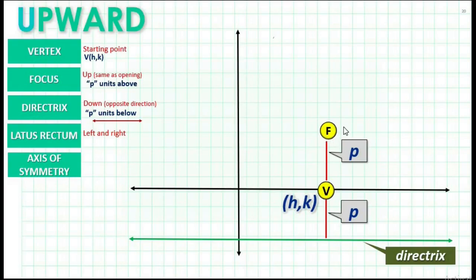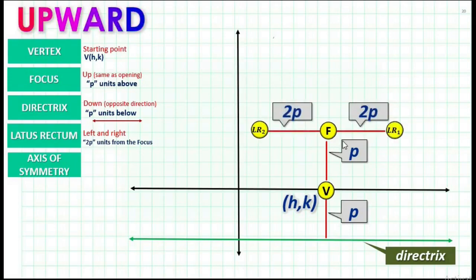Now, how will we know how many units are we going to move to the left and to the right of the focus? The measurement would be 2 times p or 2p units from the focus. So again, starting from the focus, we count 2p units to the left and to the right.